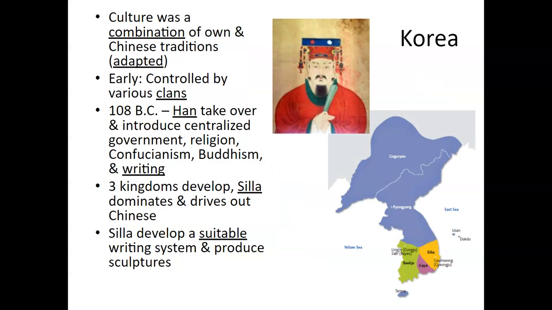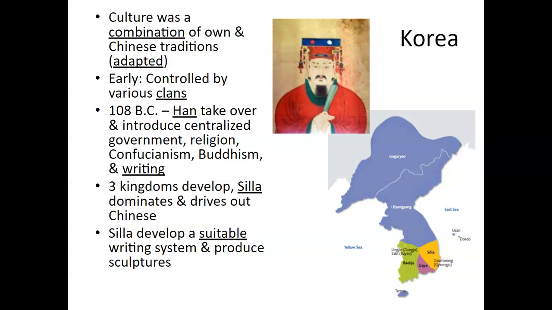Culturally, Korea is a combination of its own traditions and Chinese traditions, because China is going to come to rule this peninsula for various periods of time in history, so they adapt Chinese traditions moving forward. Early on, just like we talked about in Japan, Korea is controlled by various clans.